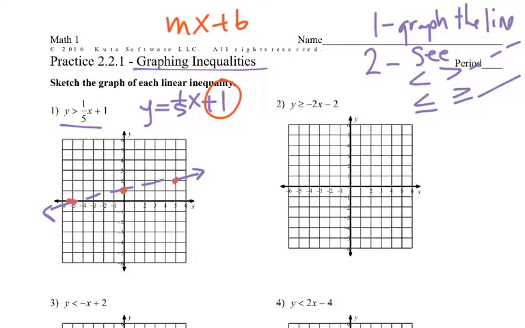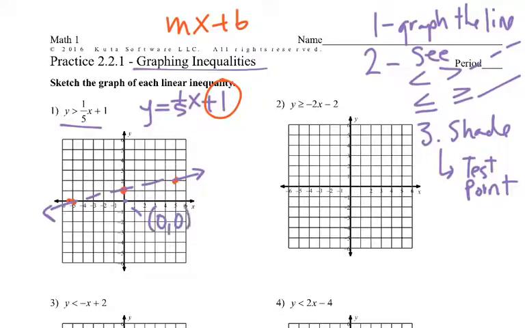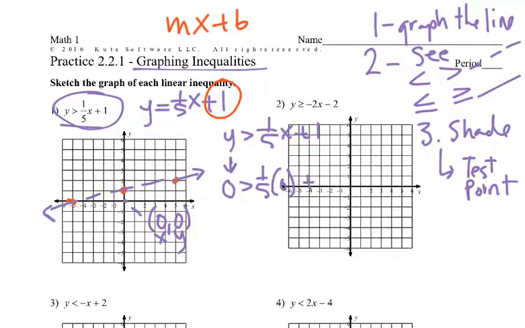Okay. Then the third step is to shade. Okay, and we use a test point to do that. So we take that test point, we pick any point that's not on the line. So I'm going to pick 0, 0 because that's my favorite. I pick that one unless I can't. And the only time I can't is if my line goes through 0, 0. And then we take it in the inequality and we replace the variables with the variables from our point. So our x is 0, our y is 0. So 0 for y, 0 for x, and then we simplify.